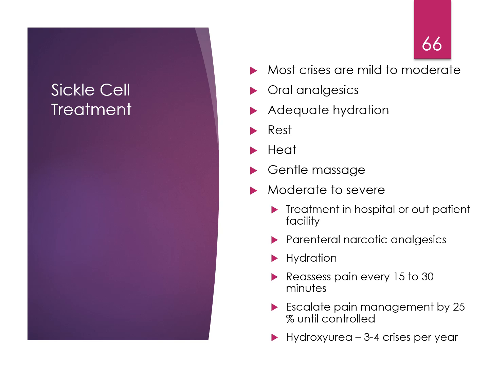So how do we treat these patients? Most individuals who have sickle cell, we treat them if they have a mild or moderate crisis. We will normally give them oral analgesics. We need to make sure these patients stay hydrated. They need to get rest, the use of heat, and gentle massage.